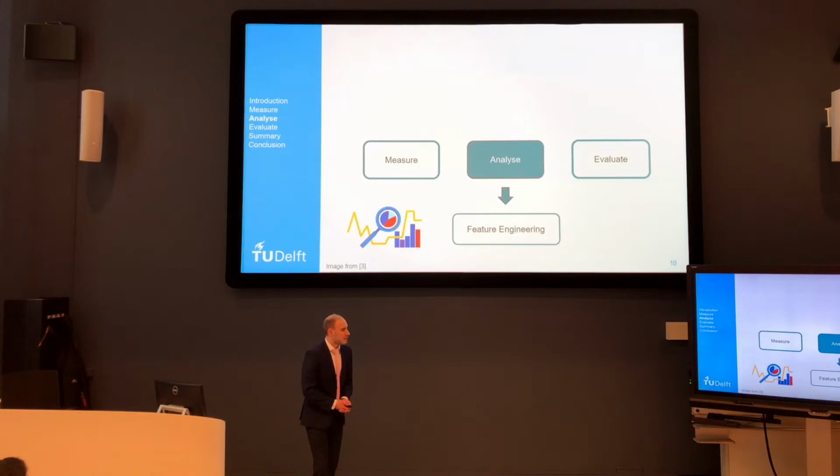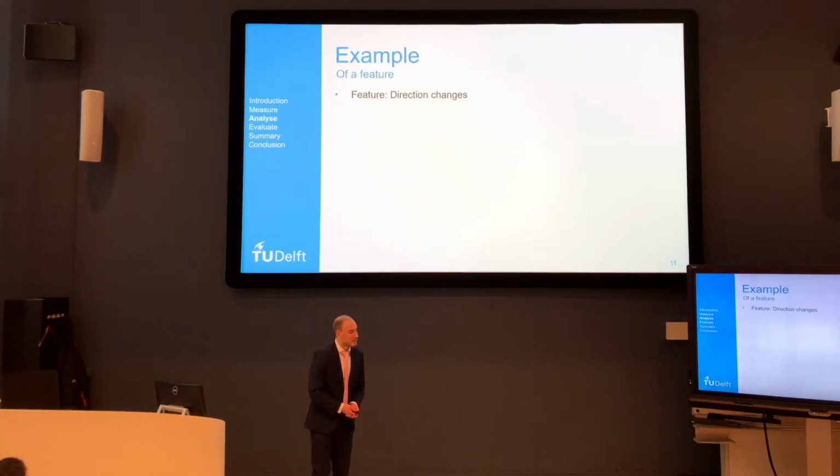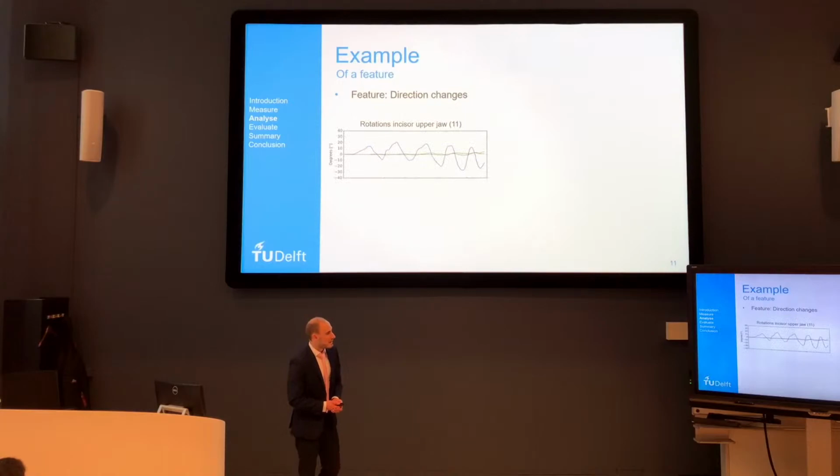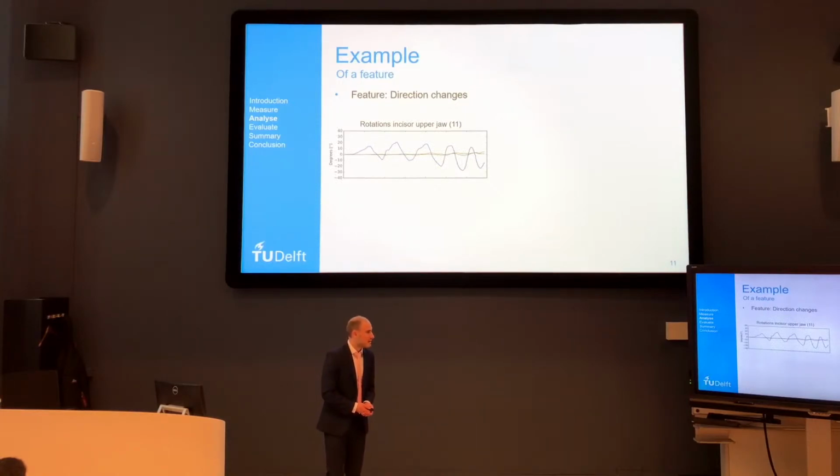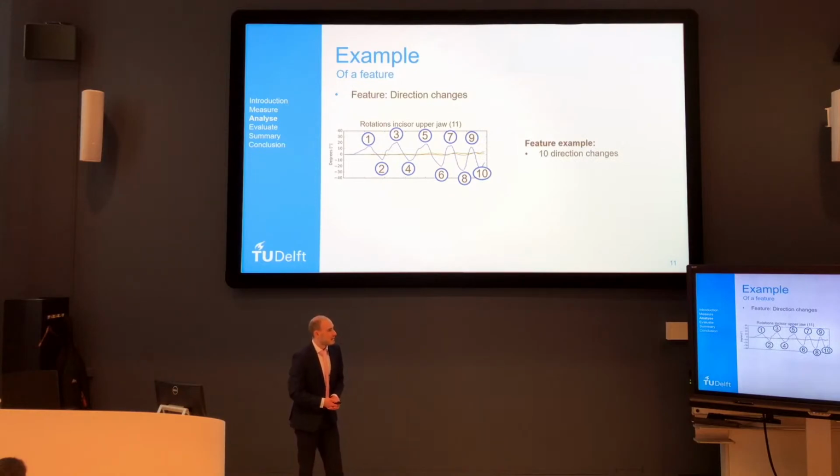In the analysis phase, we use feature engineering to make a lower dimensional representation of the curves you saw before. To make sure everybody understands what I mean by feature engineering, I will give an example of a feature called direction changes. The direction changes in the removal of an upper incisor are shown in this figure.